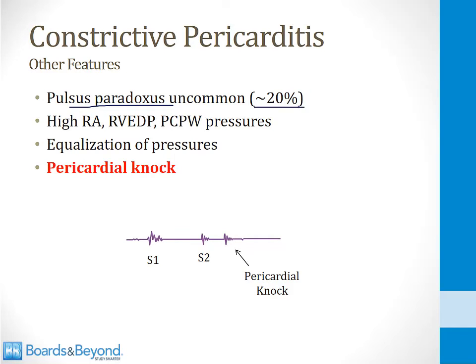Only about 20% of patients have pulsus. The reasons for this are unclear. All of the pressures in the heart are elevated, just like in tamponade. You can also see equalization of pressures, just like in tamponade. And there is a clinical finding on auscultation of the heart that is rarely heard. It's called a pericardial knock. It's a diastolic heart sound just after S2. It can often sound a lot like an S3.